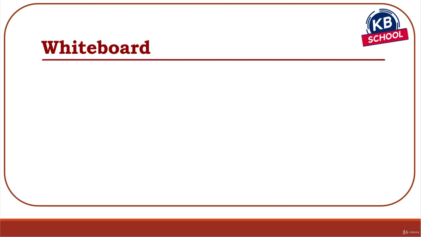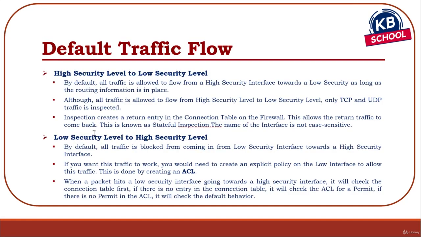All right, so that took care of this guy over here. Let's recap this. By default, all traffic is allowed from high to low security level as long as the routing information is in place. That's the connectivity part of it. Although all traffic is allowed to flow from high to low, only TCP and UDP traffic gets inspected. I explained that to you guys. It creates a connection entry. So the return entry, which will be coming from low to high, is going to be allowed. Inspection creates a return entry in the connection table. This allows the return traffic to come back.